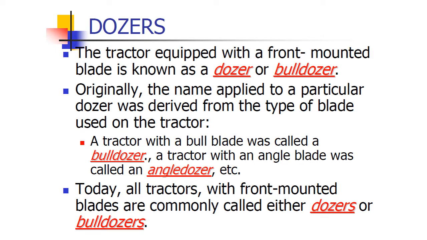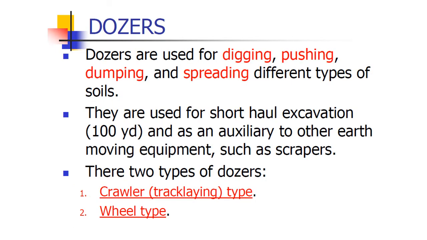If it is angled, it's called angle dozing. If not, it's a bulldozer, and so on. They are mainly used for digging, pushing, dumping, and spreading soil. They are used mainly for short haul excavations within a limit of 100 yards, or maybe 90 meters.